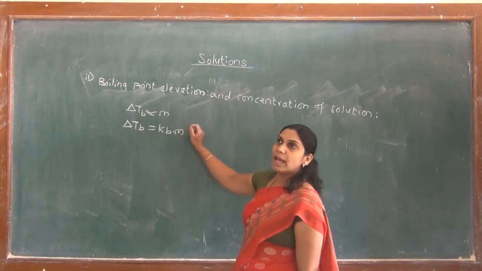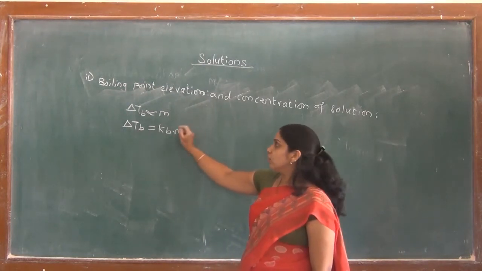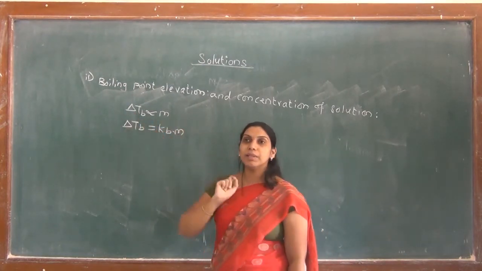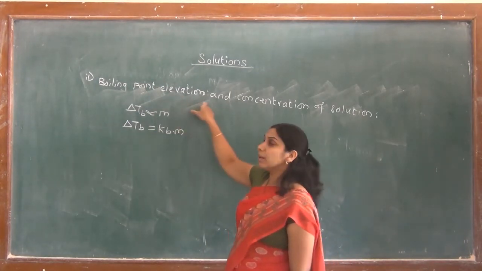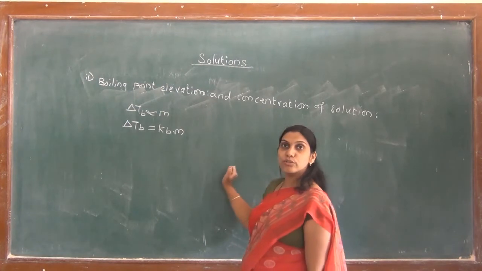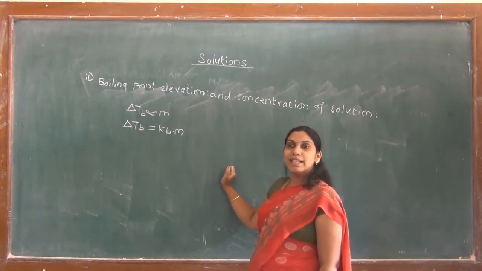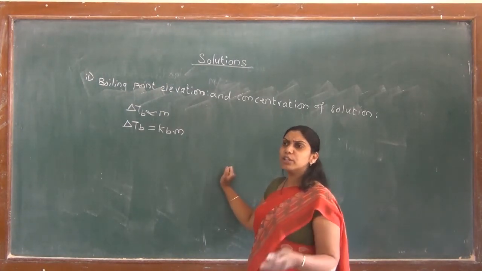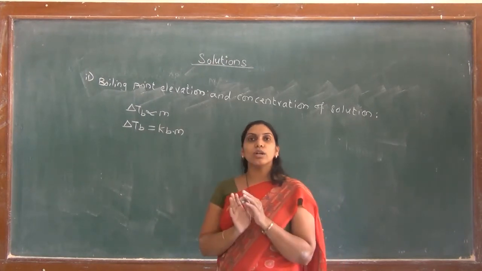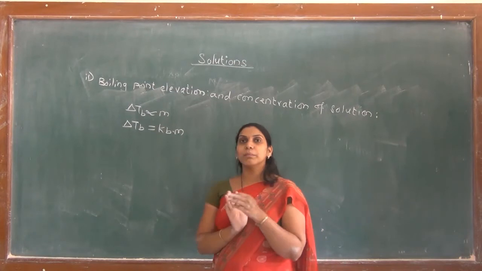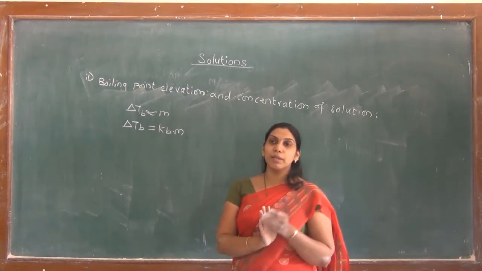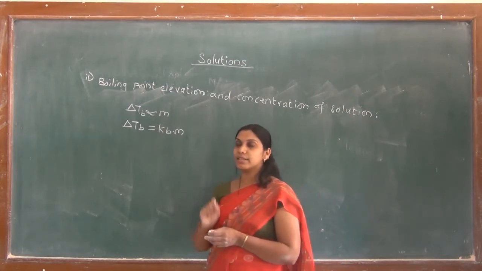What is m? m is the molality. What is delta Tb? Delta Tb is the boiling point elevation. What is the relation between boiling point elevation and concentration of solution? In 11th standard, you have studied the different methods of expressing the concentration of solution, that is percentage by volume, then percentage by mass, parts per million, molarity, etc.